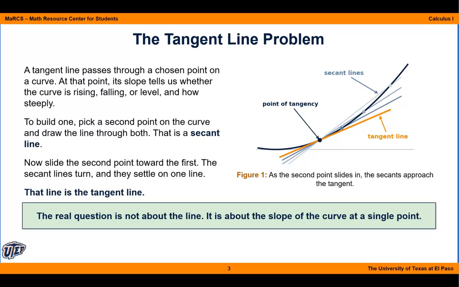Now move the second point towards the first. Each new position produces a new secant line and a new secant slope. If the secant line settles towards one particular line, that limiting line is the tangent line. Its slope is a number the secant slope approaches. The tangent line problem is therefore a limit problem. What number do the secant slopes approach as the second point moves towards the first?